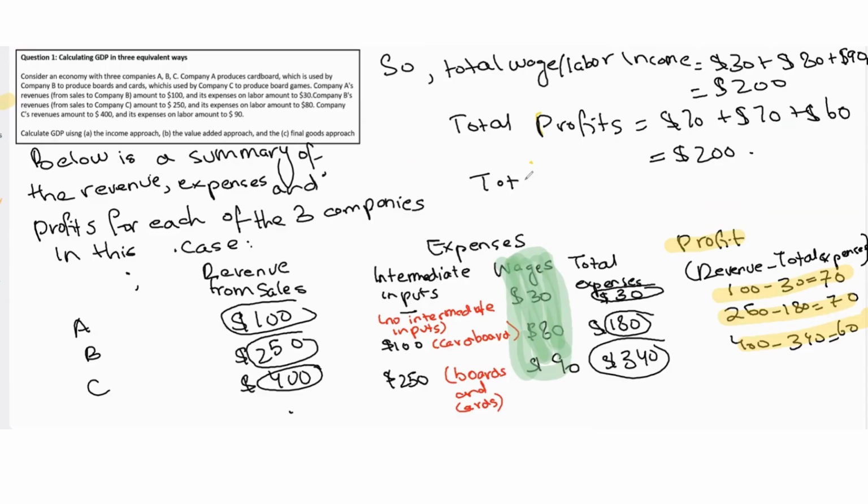So total income is just the total wage or labor income plus total profit income, which is $400. Obviously, in this case, the incomes are only wages and profits. We did not have any economic rent in this case, and we did not have any interest payments. So we were only concerned with wages and profits as incomes in the economy. So this is how we can apply the income approach to calculate GDP. It might be a good idea to first summarize the information like this because from here we can easily compute the profits and also find out what the wage income is.